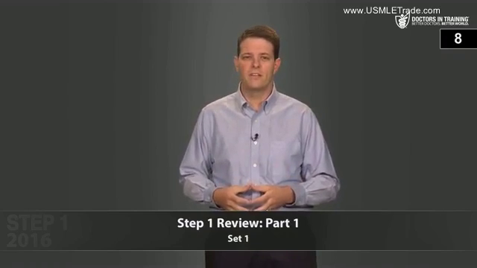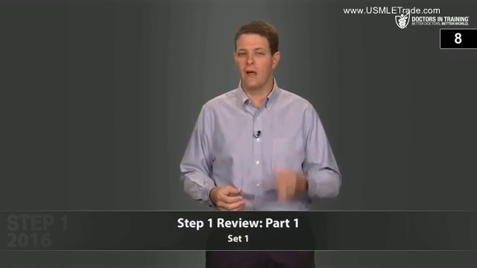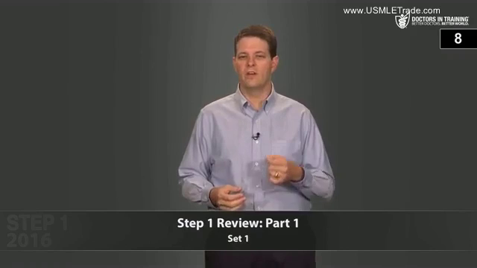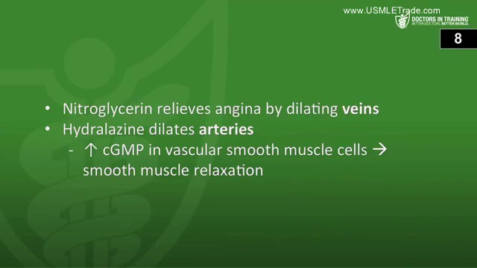Then the next part of the question says, another patient in the ICU is on hydralazine for acute treatment of his severe hypertension. Now, how does hydralazine function? Well, hydralazine is an arterial vasodilator. It works by increasing cyclic AMP in vascular smooth muscle cells, which leads to smooth muscle relaxation. So you can think of nitrates as venous vasodilators, and hydralazine is an arterial vasodilator. And occasionally we might give both of these drugs together so you can have both of these effects simultaneously.